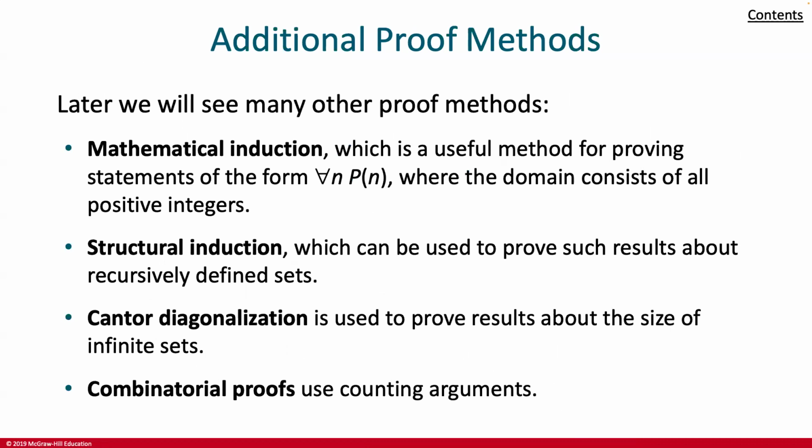There are also additional proof methods. Later, we will see many other proof methods: mathematical induction, structural induction, Cantor diagonalization, and combinatorial proofs. Mathematical induction is a useful method for proving statements of the form shown here, where the domain consists of all positive integers. Structural induction can be used to prove results about recursively defined sets. Cantor diagonalization is used to prove results about the size of infinite sets. And combinatorial proofs are used in counting arguments.